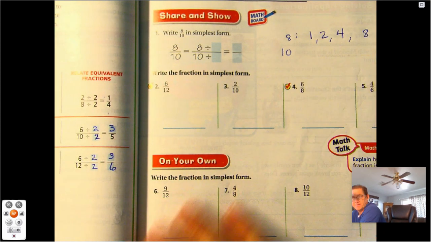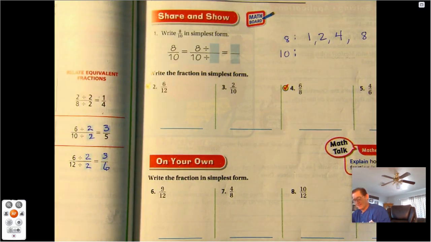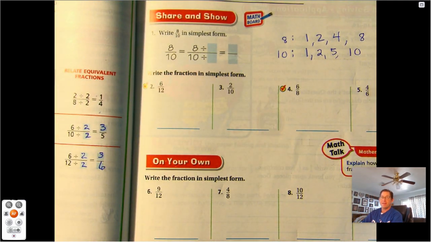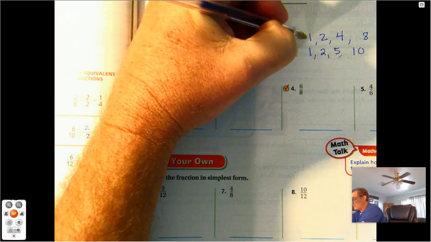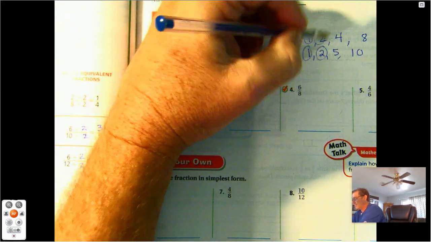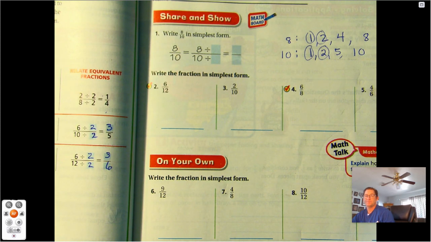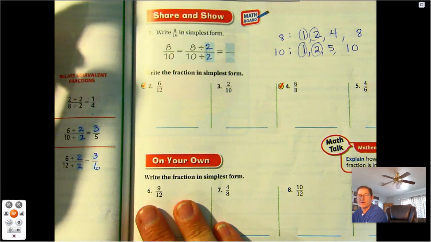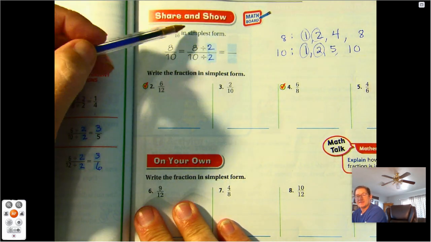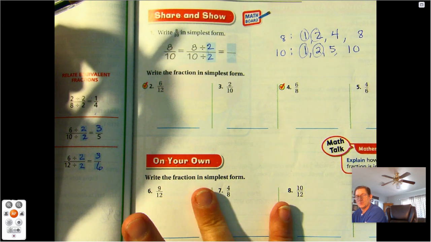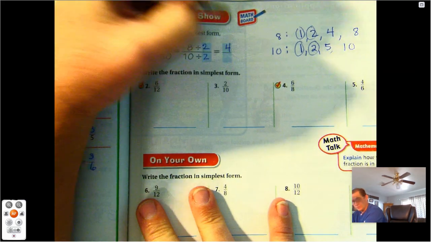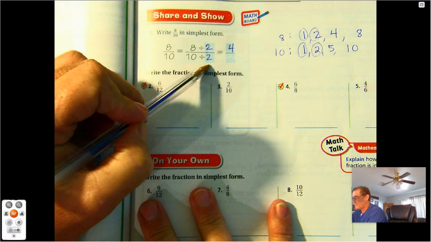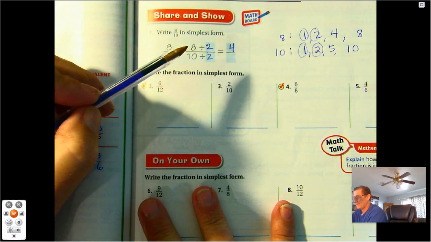10, we've already listed the factors of 10 on our previous problem, and we know that they're 1, 2, 5, and 10. Circle the common factors. Okay, so I only see 2 and 1. So we're going to divide by the factors greater than 1. So 8 divided by 2. 2, 4, 6, 8 is 4. 2 times 4 is 8. 10 divided by 2. 2, 4, 6, 8, 10. So 2 times 5 is 10.